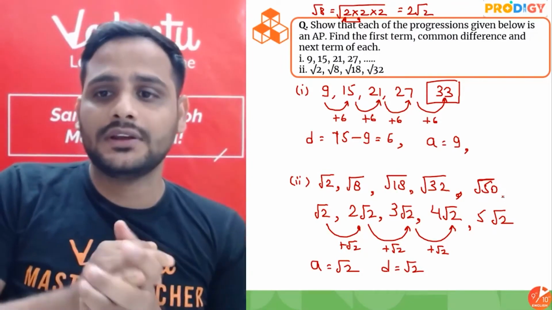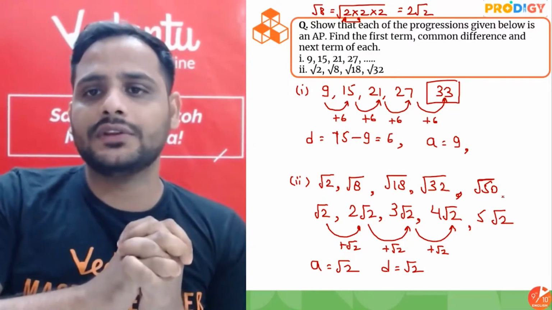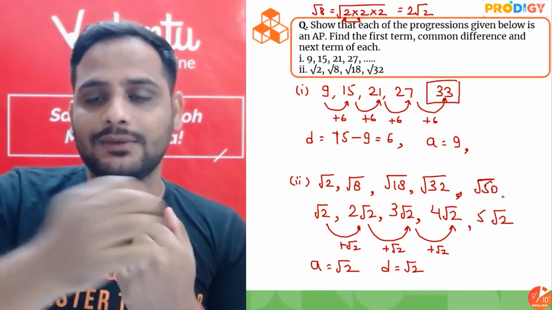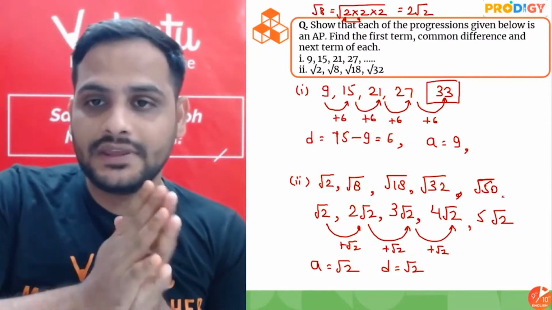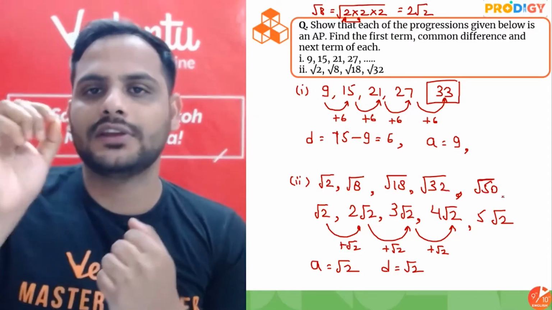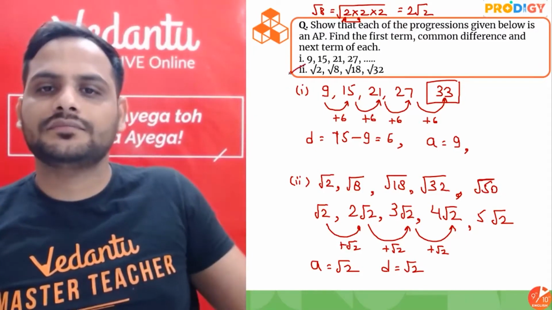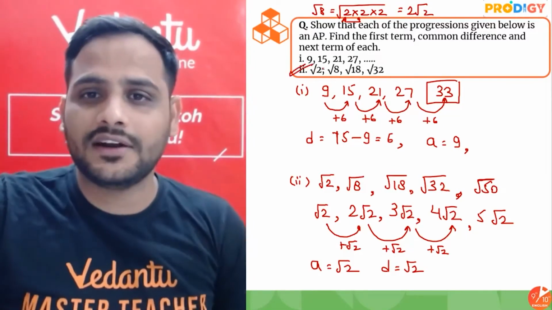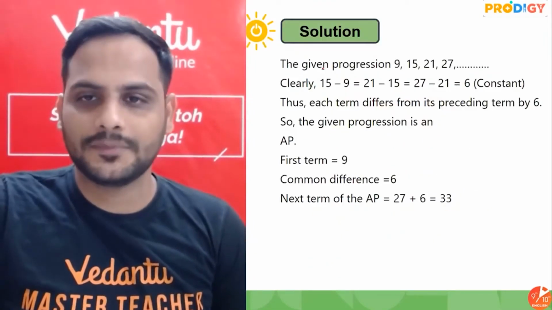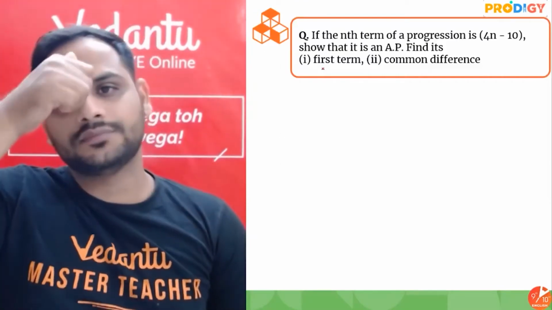Alright, bacho. So this is how we can say, yes sir, both the given progressions or sequences represent an AP, because the difference between any two consecutive terms is constant. The second one is an important one. Many students, by looking at it, will think it is not an AP, but it is. Alright, it is an AP. Okay guys, next question now.